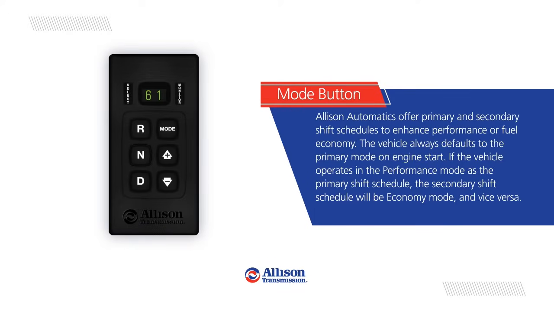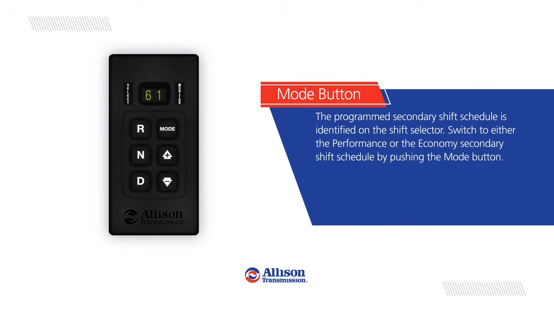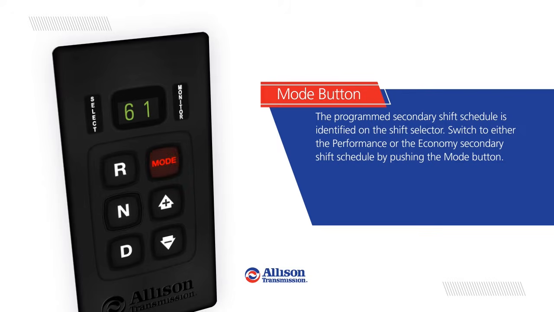Mode button. Allison automatics offer primary and secondary shift schedules to enhance performance or fuel economy. The vehicle always defaults to the primary mode on engine start. If the vehicle operates in the performance mode as the primary shift schedule, the secondary shift schedule will be economy mode and vice versa. The programmed secondary shift schedule is identified on the shift selector. Switch to either the performance or the economy secondary shift schedule by pushing the mode button.